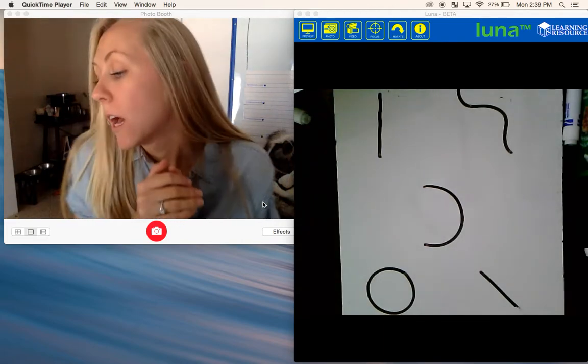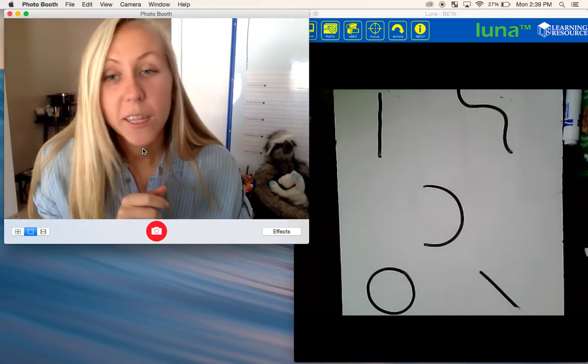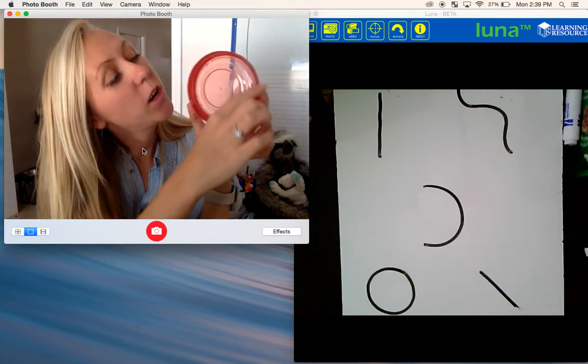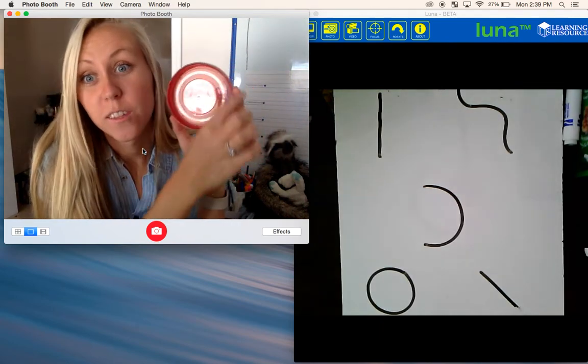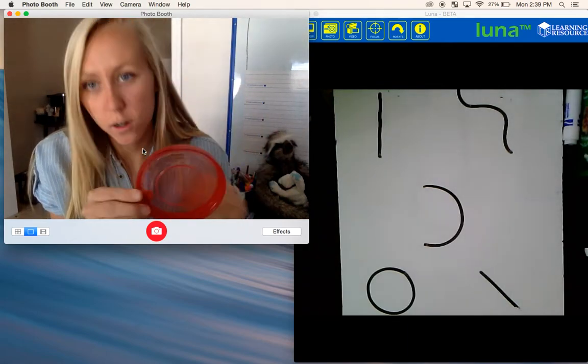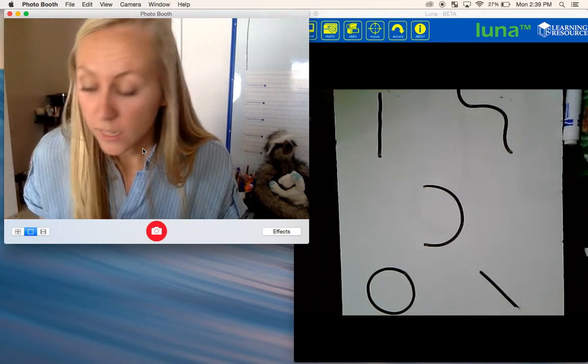Yesterday we learned about the shape circle. We learned that a circle looks like this. It is curvy, it is round, and it doesn't really have any straight edges. It is curvy. Now I thought we'd do a little review before we learn our next shape.